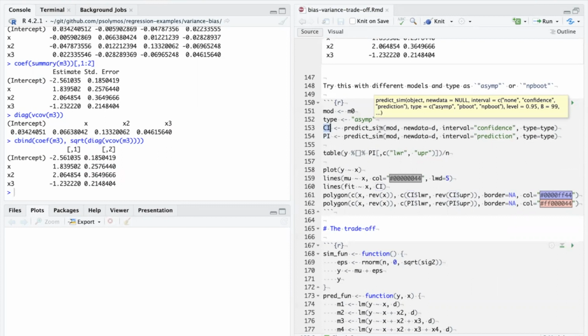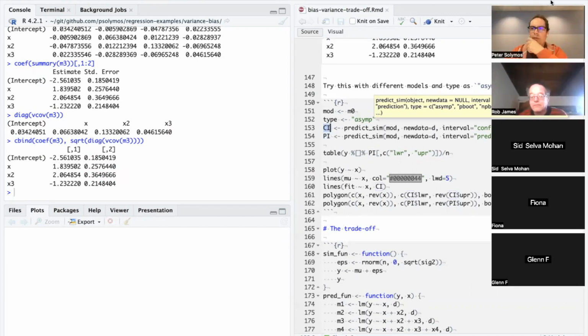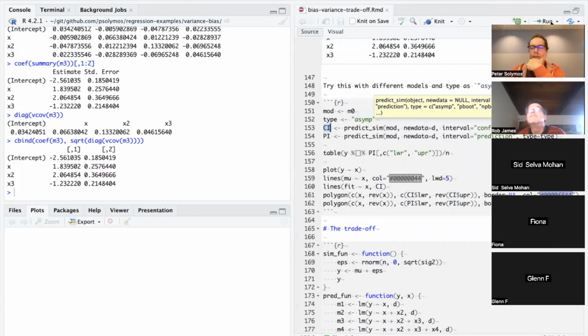Can I ask if anybody knows the difference between the two? I had not heard of them before. Okay.